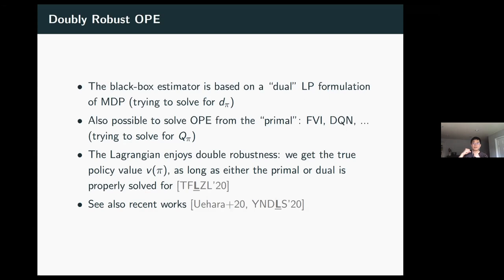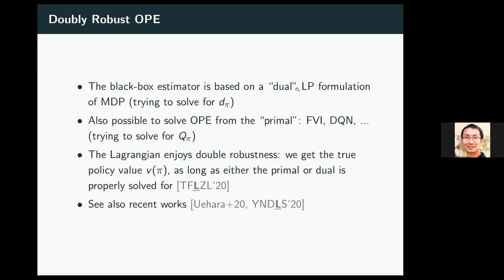Is it because strong duality holds or weak duality holds? Why, if you can estimate one of them very accurately, is the other one also estimated correctly? What's the reason?